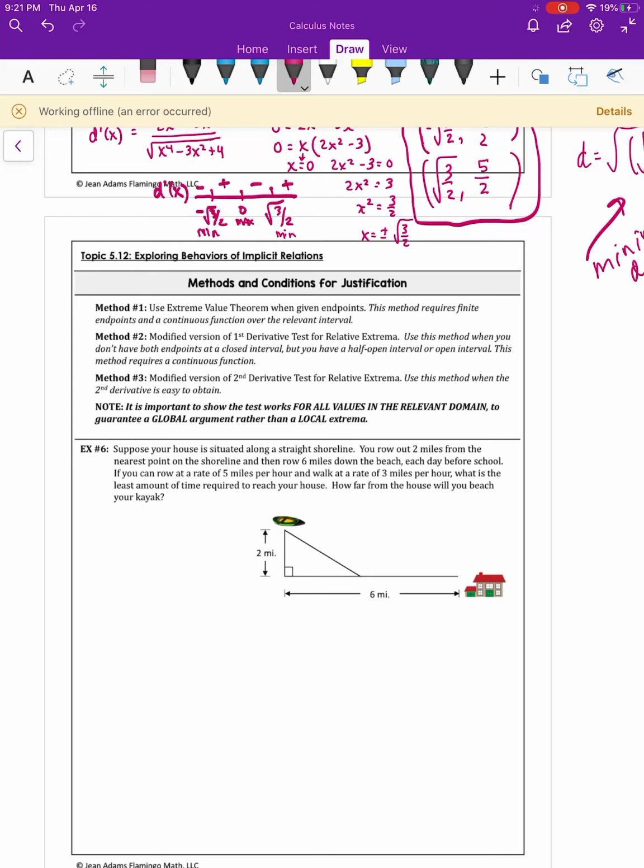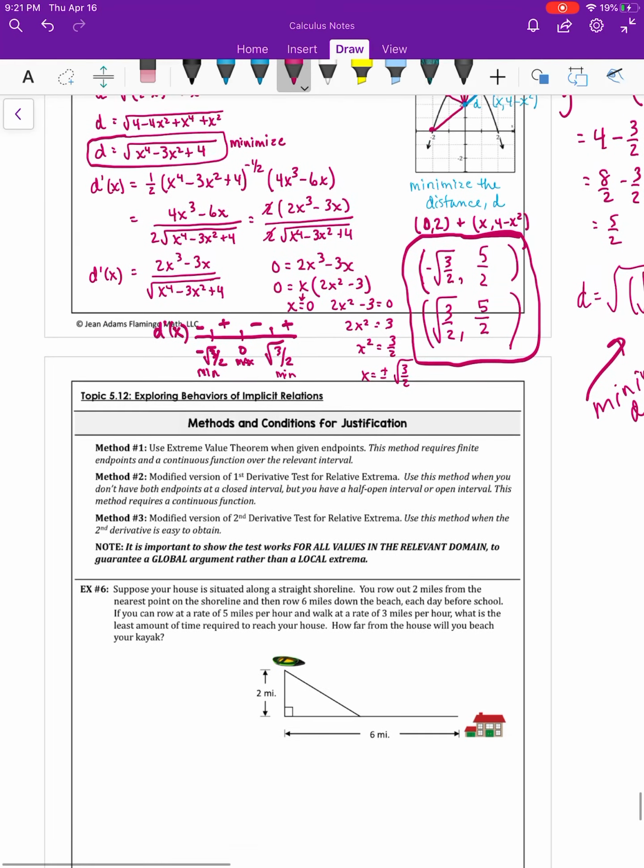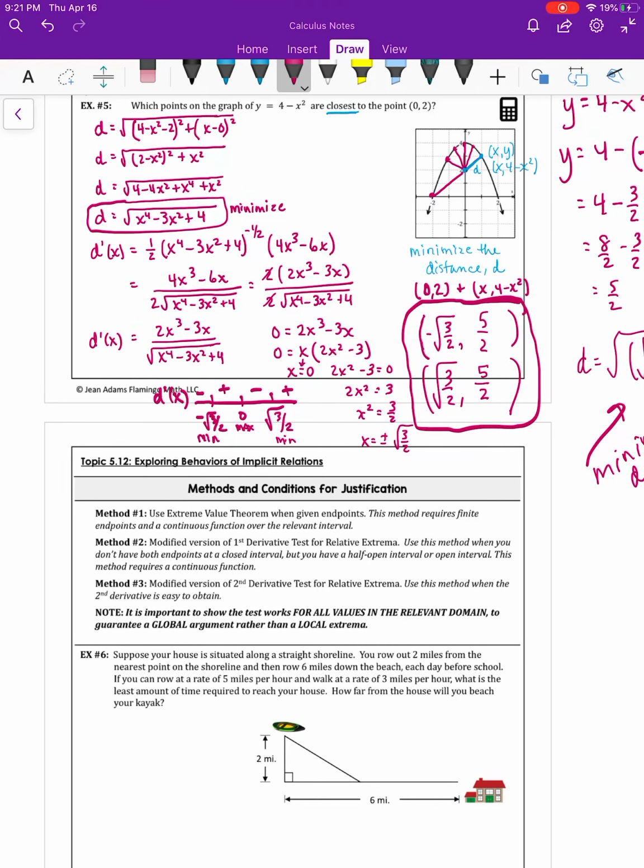Okay? All right. So now, this next one. Oh, the methods and conditions for justification. Method 1, use extreme value theorem when given endpoints. This method requires finite endpoints and a continuous function over the relative interval. Method 2, modified version of the first derivative test for relative extrema. Use this method when you don't have both endpoints of a closed interval, but you have a half open interval or open interval. This method requires a continuous function.